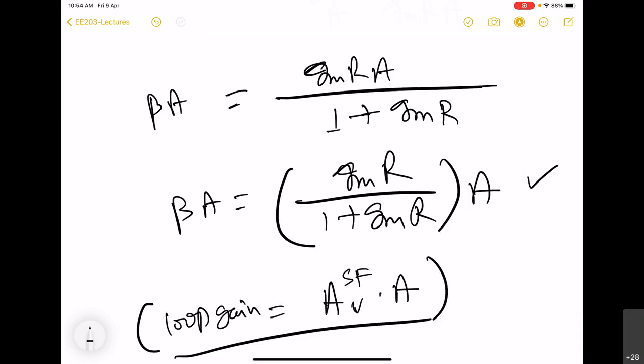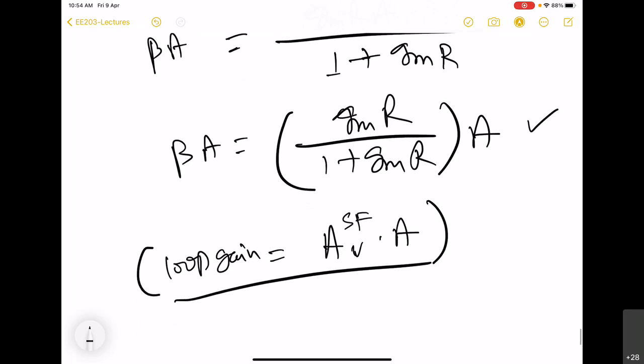So here we see that we have freedom in deciding where to break the loop, but then we have slightly more calculations, although easier to carry out. So we can use any of these two techniques to find out the loop gain.